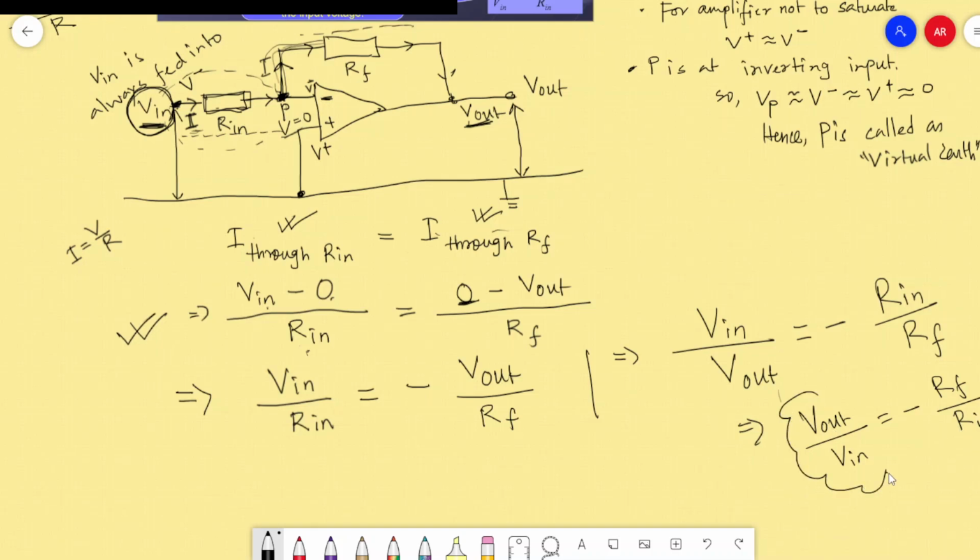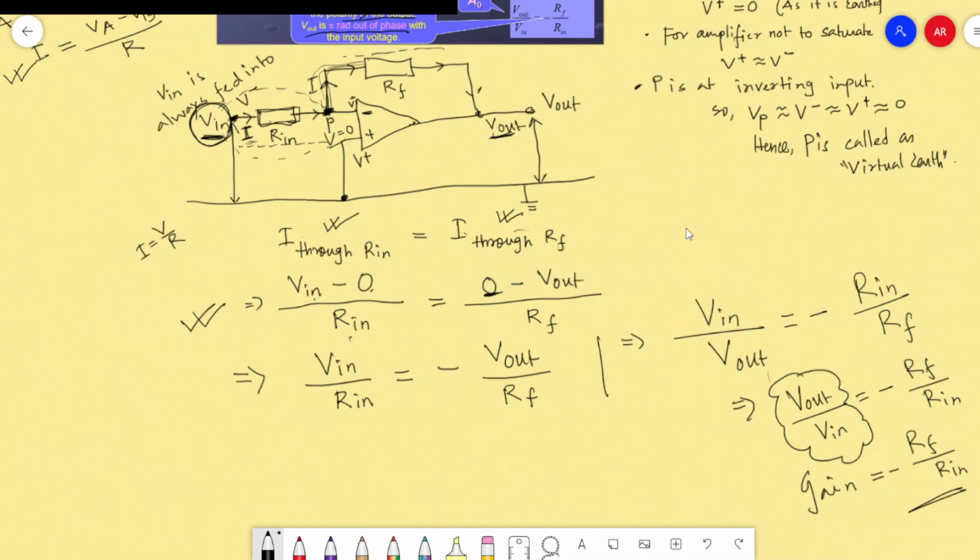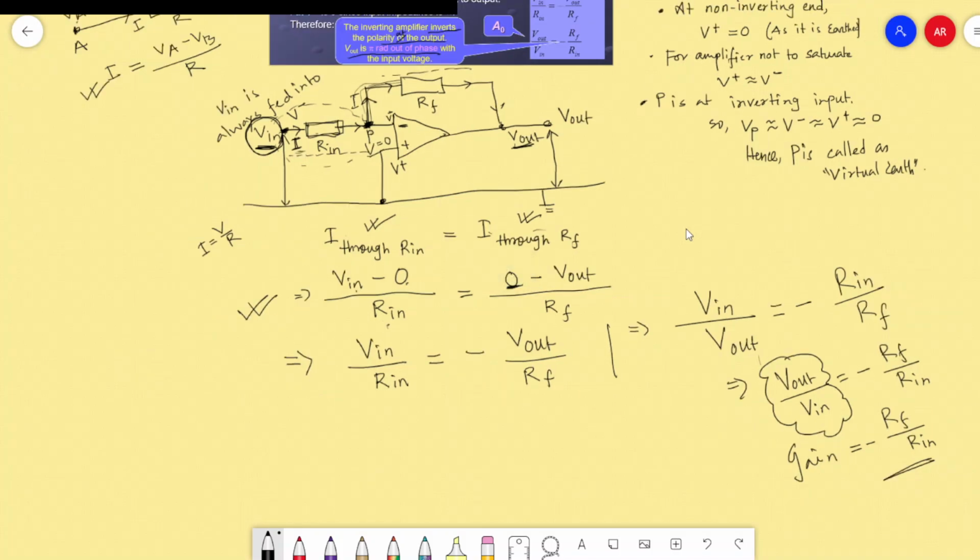So this output voltage by input voltage is known as gain, and this gain here is the ratio of the two resistances, feedback resistance to input resistance. And if you just look at the expression, it is negative, and this negative sign implies that it is an inverting amplifier, it is inverting the signal. If the signal is positive, it is going to be negative. If the signal is negative, then it is going to be positive. It is going to invert the signal.